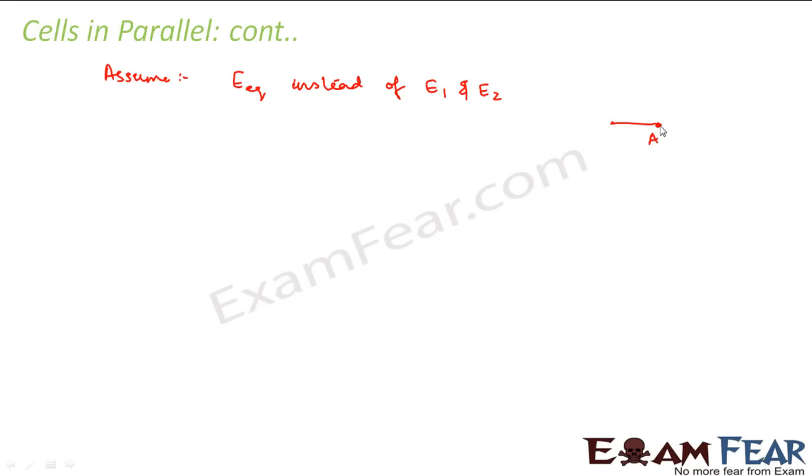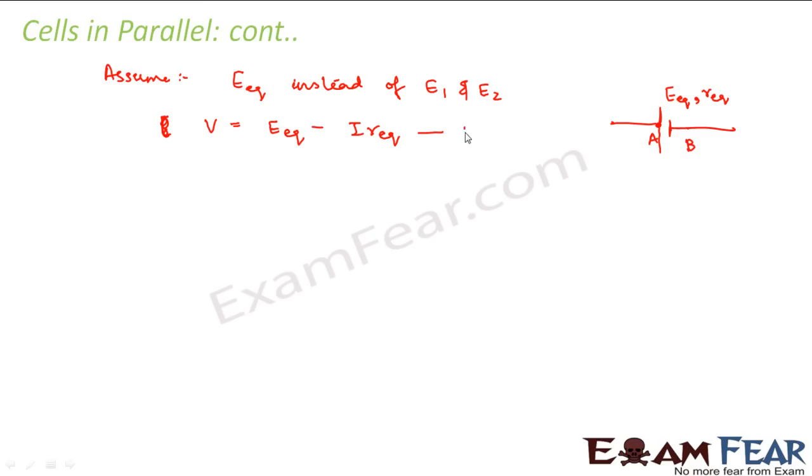Let us say this was point A and here I have E equivalent whose internal resistance is R equivalent, and this is point B. Right? So now we don't have that parallel combination at all. So in this case, what can we write? We can write that the potential difference between point A and B, that is V, is equal to E equivalent minus I R equivalent, right?